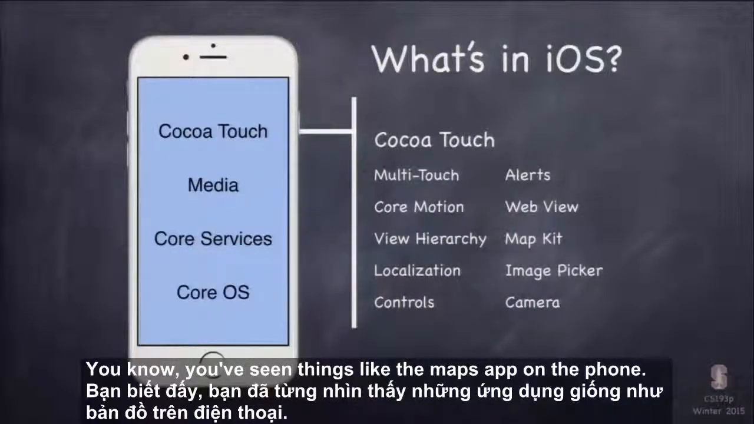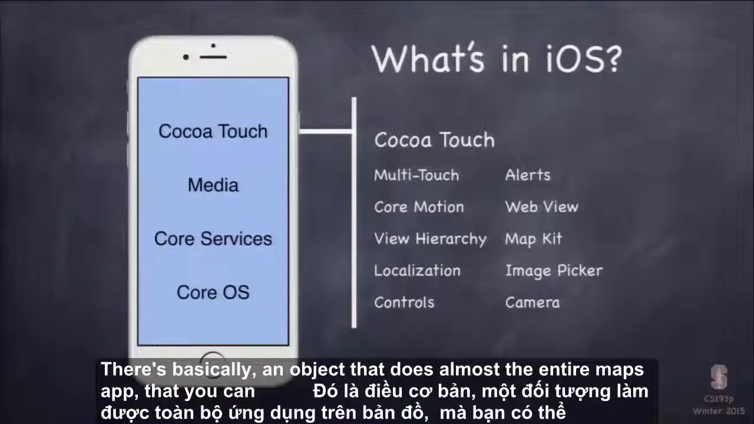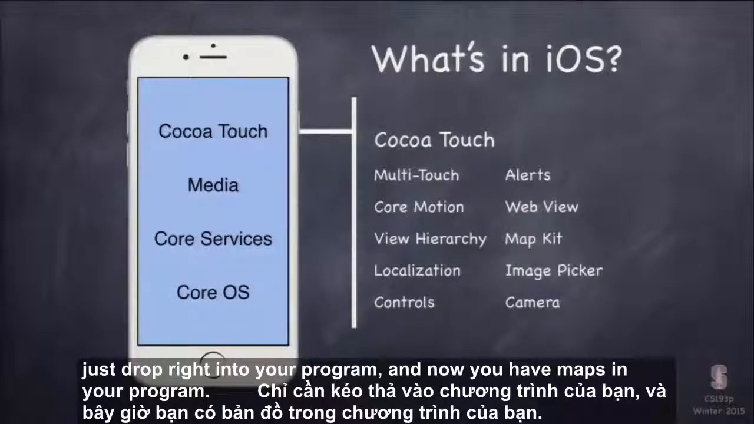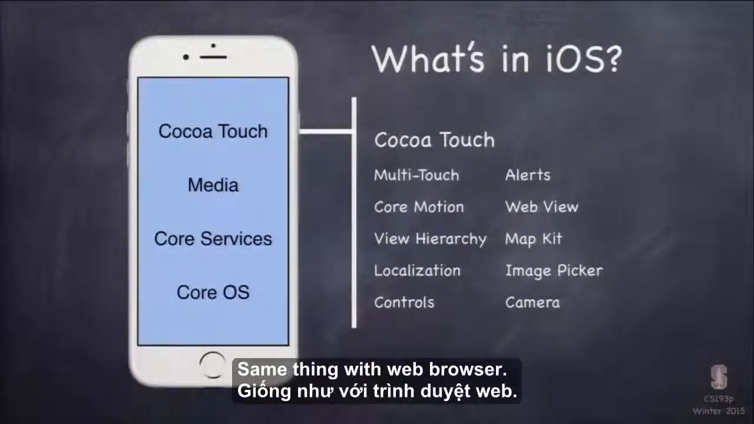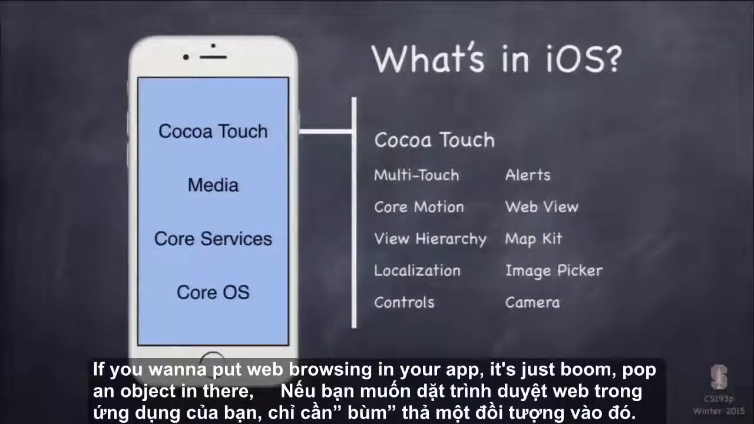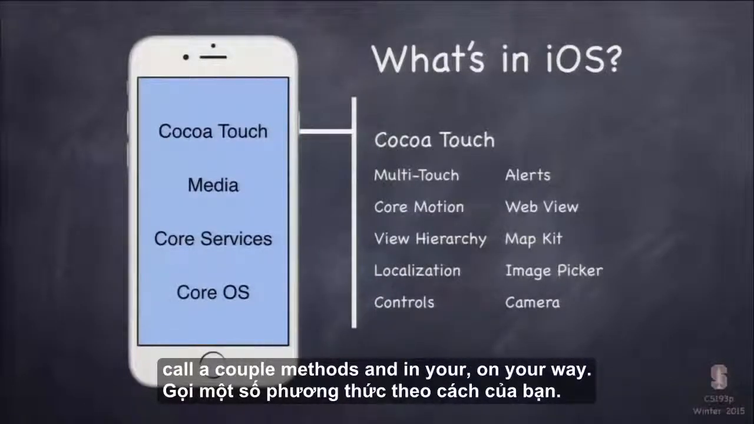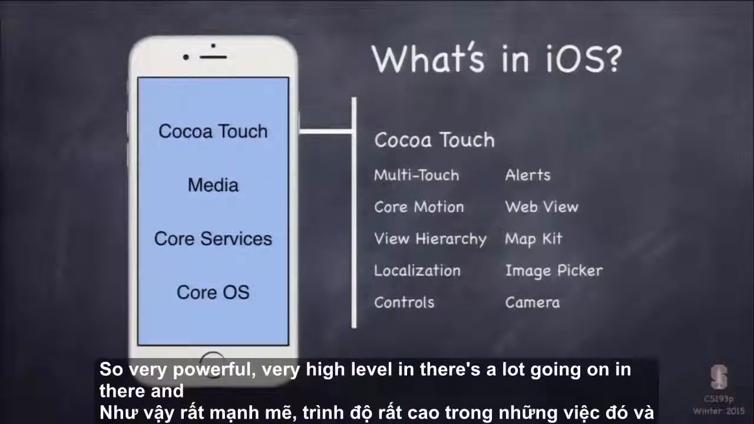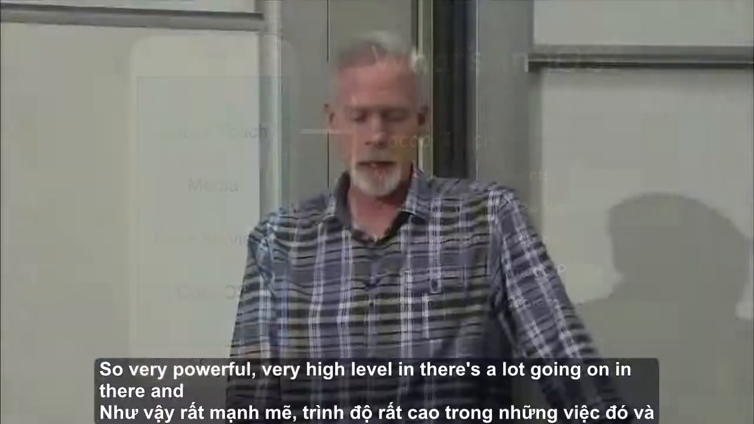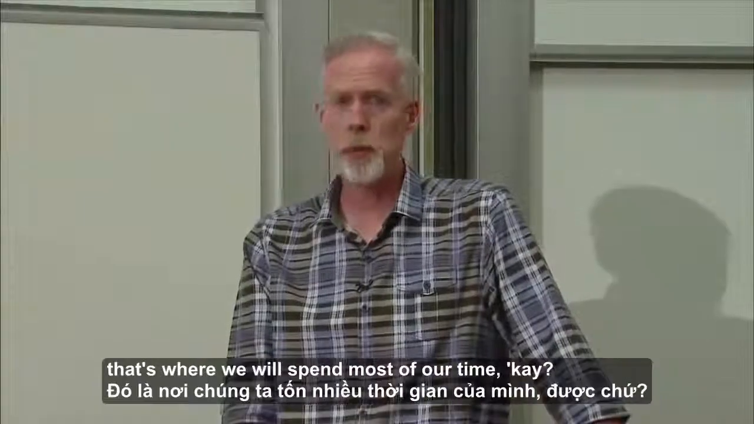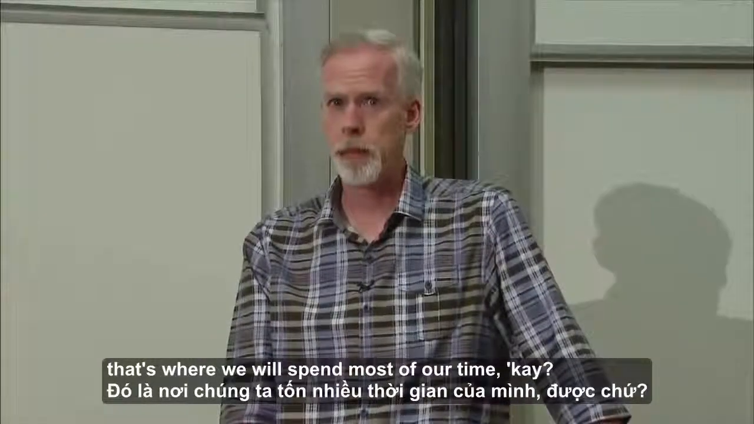You've seen things like the Maps app. On the phone, there's basically an object that does almost the entire Maps app that you can just drop right into your program. Now you have Maps in your program. Same thing with web browser. If you want to put web browsing in your app, just pop an object in there, call a couple methods, and you're on your way. So it's very powerful, very high level, and there's a lot going on in there, and that's where we'll spend most of our time. Okay?